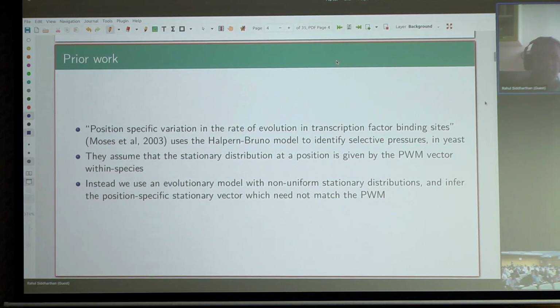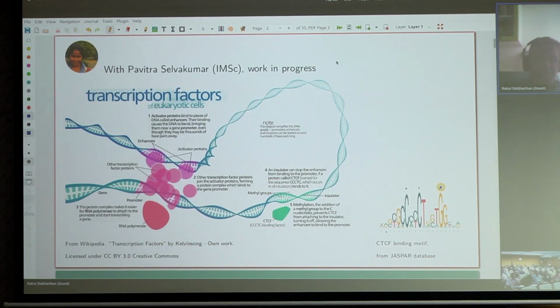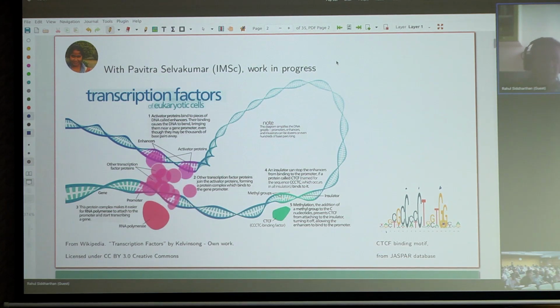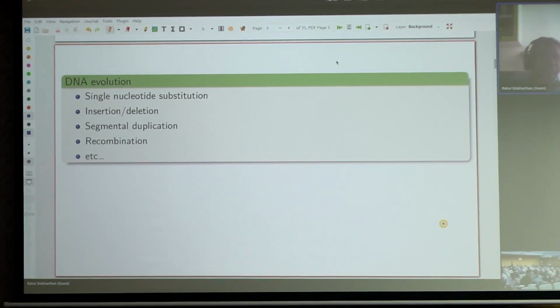And we're inferring at each position, for example in this one, what is the equilibrium distribution here? This logo came from a collection of a few tens of sites in human, all of which have G at this position. But now, if you look at a population that is evolving over a long time, will you always find a G here, or will you find some other distribution? So that's the question. Okay, so let's talk about DNA evolution.